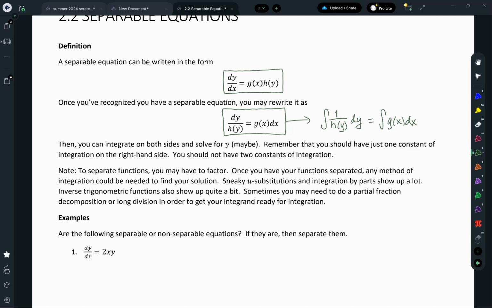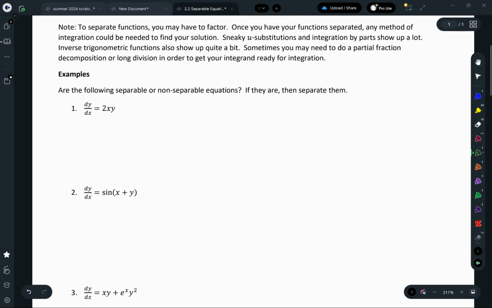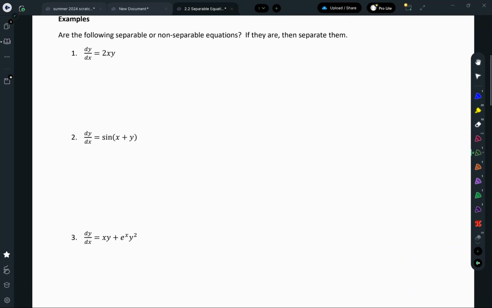So we have to be able to identify whether we have separable equations or not. Let's look at some examples to see if there's something that we can do for each one of these. The question is, are the following separable or non-separable equations? And if they are, then go ahead and separate them.